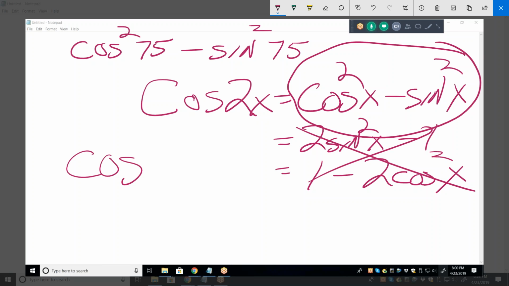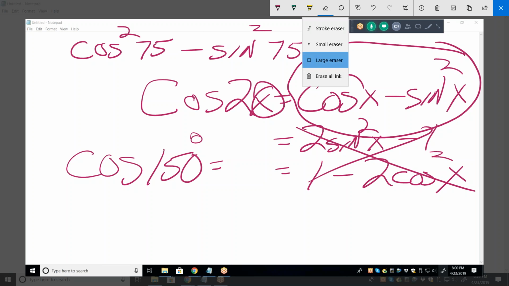Cosine of 75? No, that would be 150. So what's cosine of 150 degrees? I don't know. Okay. We should work on this because this is one of the things they want you to know, your unit circle. Okay, let me just go through this briefly.